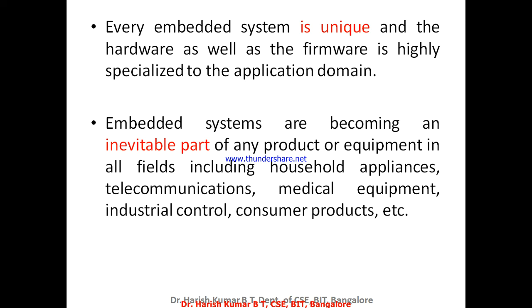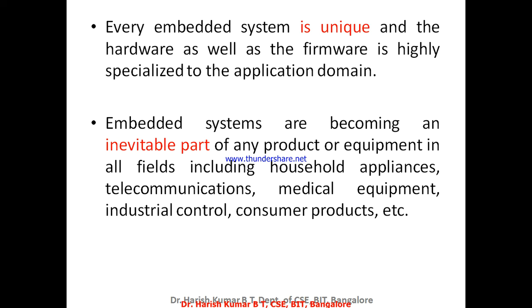Now you understood the definition of the embedded systems, and later you understood a few examples of the embedded systems. Every embedded system is unique in nature, and the hardware as well as the firmware which is used in the embedded system is specialized to an application domain. That means the hardware and the firmware or software used inside the embedded system is not the same across all the embedded devices.